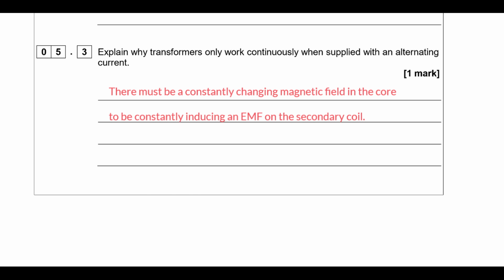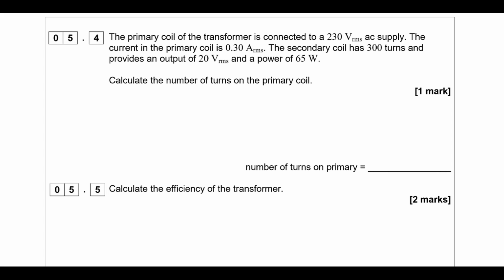Let's flip over. The primary coil of the transformer is connected to a 230 volt RMS AC supply. The current in the primary coil is 0.3 amps RMS. The secondary coil has 300 turns and provides an output of 20 volts RMS, so we've got a step-down transformer, and a power of 65 watts. Calculate the number of turns on the primary coil.